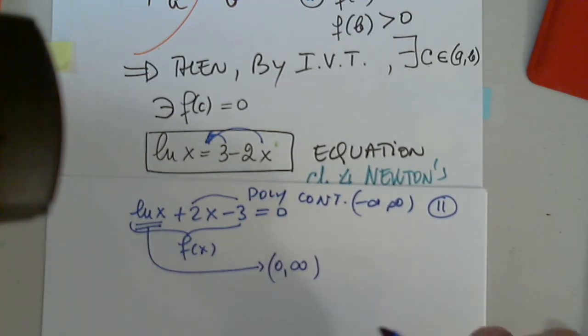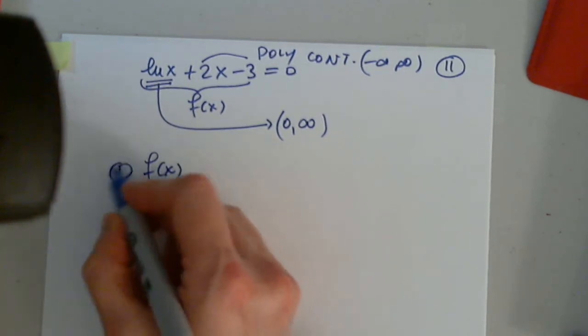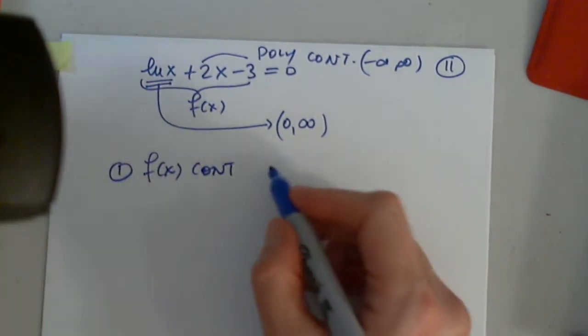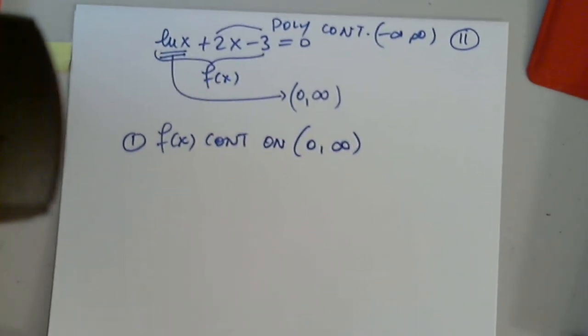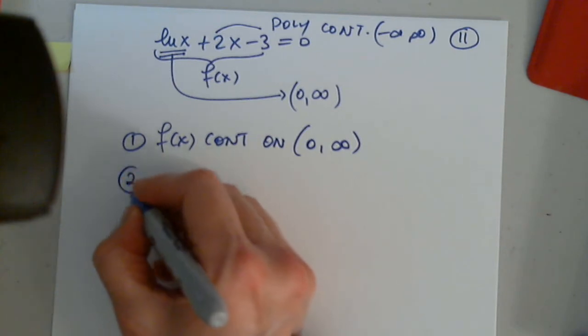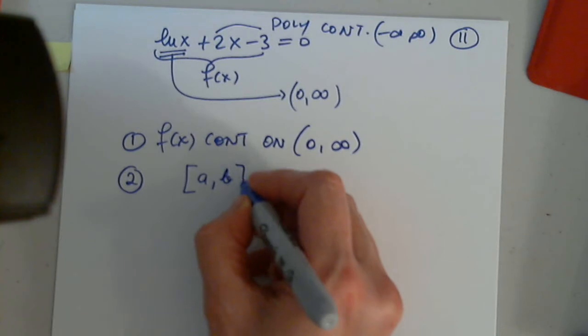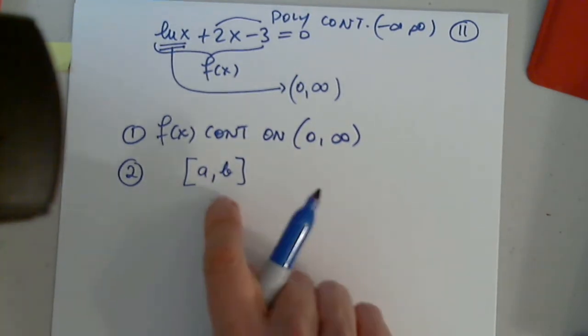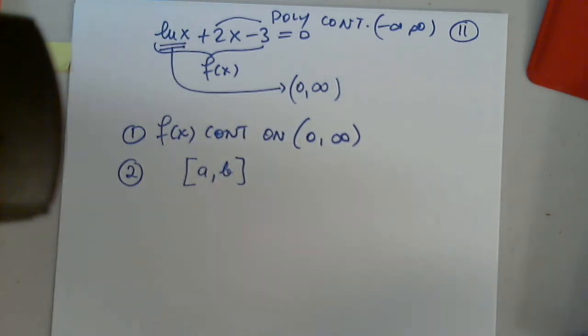So obviously, I can say now that f of x is, number one, continuous, definitely on 0 to infinity. And number two, I have to really find an interval where the function hopefully changes sign. So at this point, I'm going to share my screen. I have my calculator ready.